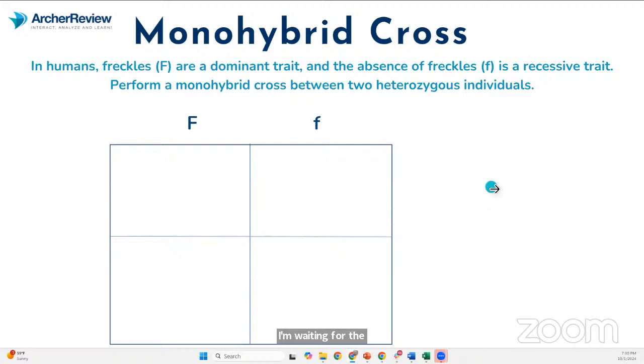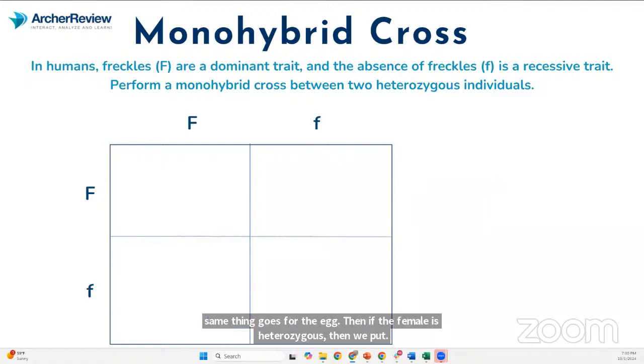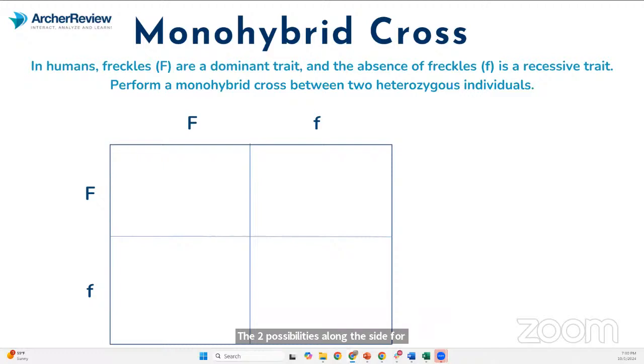The same thing goes for the egg then. If the female is heterozygous, then we put the two possibilities along the side for the female. Then when we pull those into the Punnett square, we literally just pull the one over from the side and the one over from the top. So we'll see in our top square, we're going to have two capital Fs. And that is one possible union of a sperm and an egg with this couple.